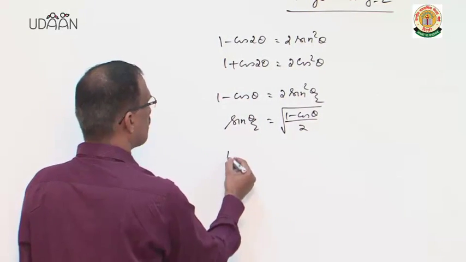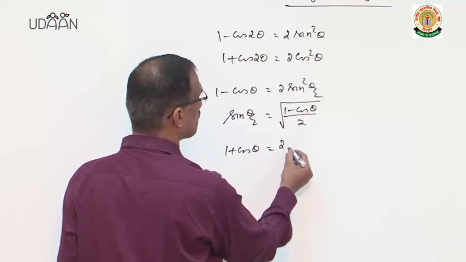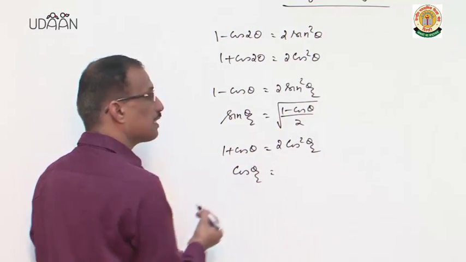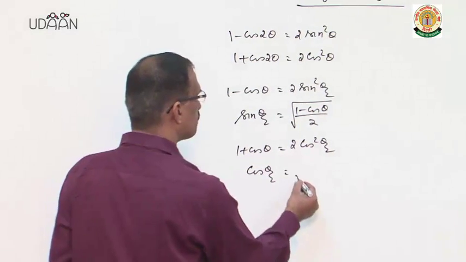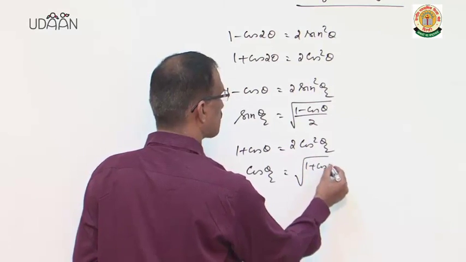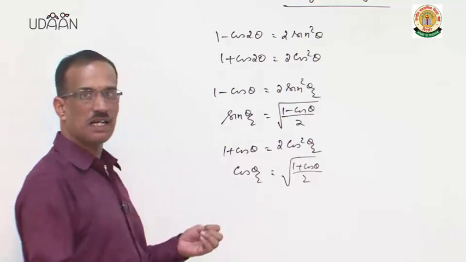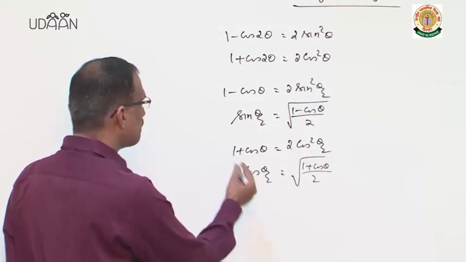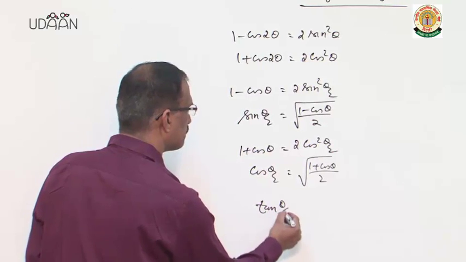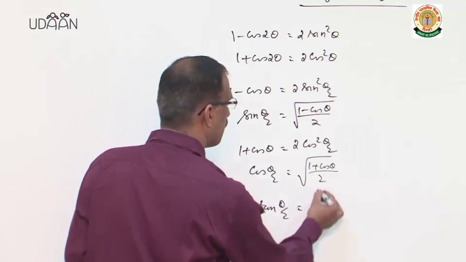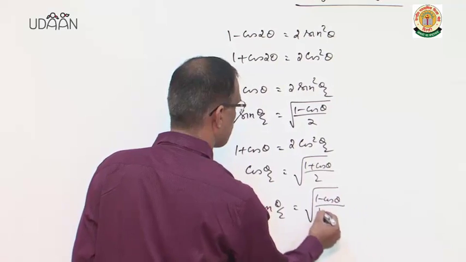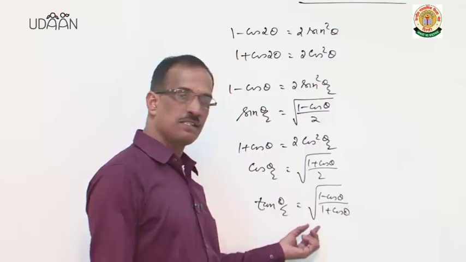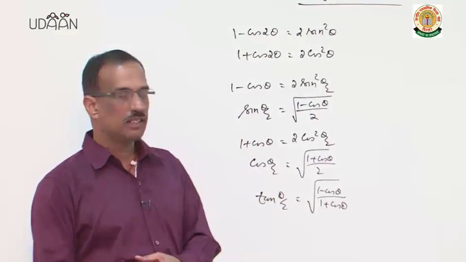Similarly, 1 plus cos theta equals 2 cos squared theta by 2. Cos theta by 2 you get as the root of (1 plus cos theta) by 2. Here also we get plus or minus, depending on the value of theta. Similarly, tan theta by 2 equals the root of (1 minus cos theta) by (1 plus cos theta). This also can be plus or minus, depending on the value of theta.